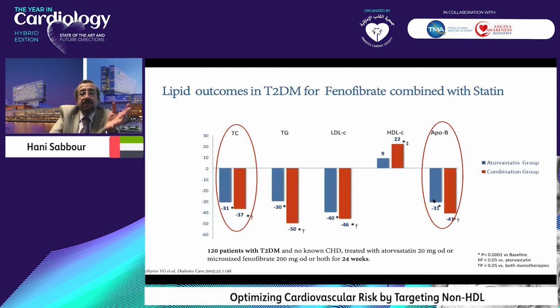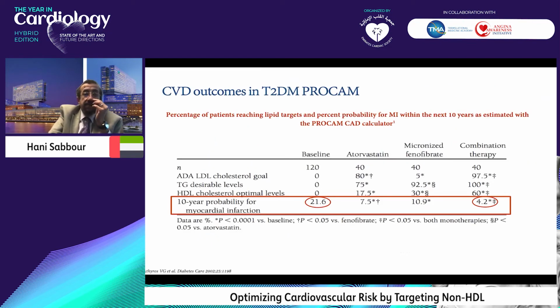With the combination of fenofibrate and statin, we get a significant reduction in total cholesterol, significant reduction in ApoB on top of atorvastatin as well. LDL is also reduced, as is triglyceride, and HDL is significantly improved. One of the other studies, the PROCAM study, and there's a specific calculator that goes into this, showed the reduction of cardiovascular events within 10 years in patients who achieved the LDL goal, as well as the triglyceride and the HDL optimal goal. They went from a 21% 10-year risk to a 4.2% 10-year risk.